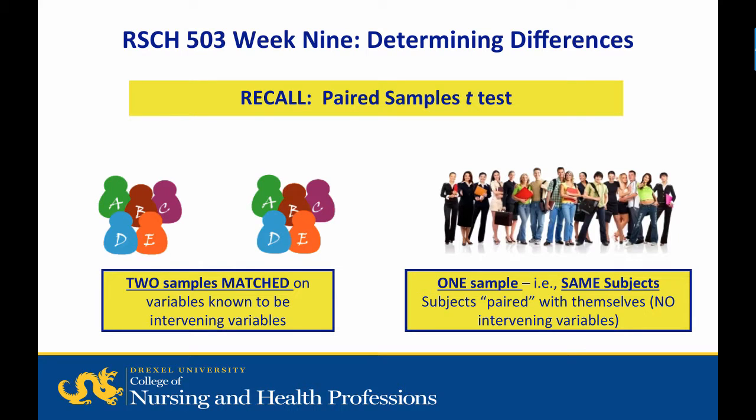Recall that the paired or related samples t-test may involve either one of the following samples. First, two samples matched on variables known to be intervening variables, or one sample, that is, the same subjects paired with themselves. Thus, there are no intervening variables.